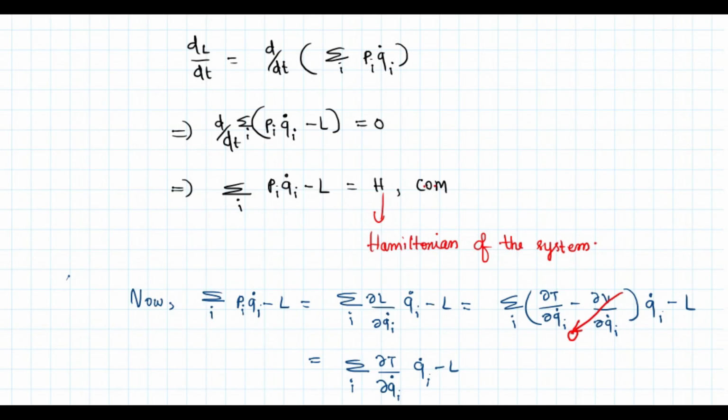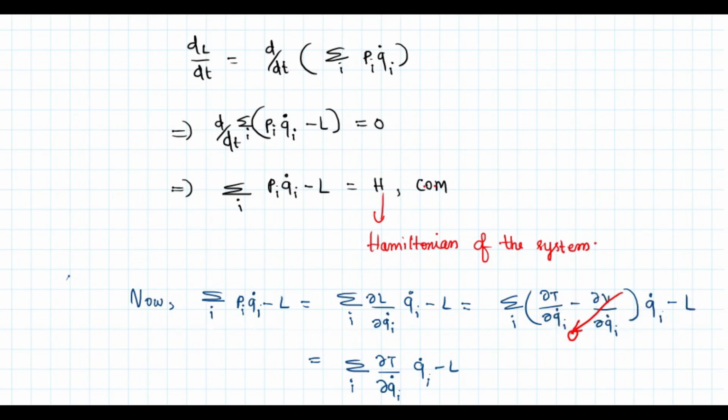Now the question is, what is the significance of this H? What is this Hamiltonian actually? So for that, we will start from here. We have H is equal to summation over i pi qi dot minus L. What is this pi? ∂L/∂qi dot. Now what is this L? L is actually T minus V. So substitute here, you will get ∂T/∂qi dot minus ∂V/∂qi dot into qi dot minus L.